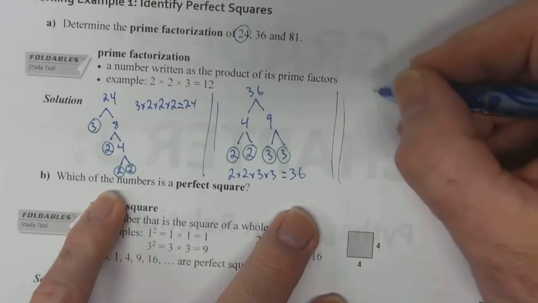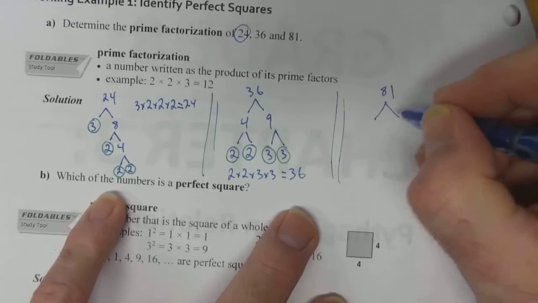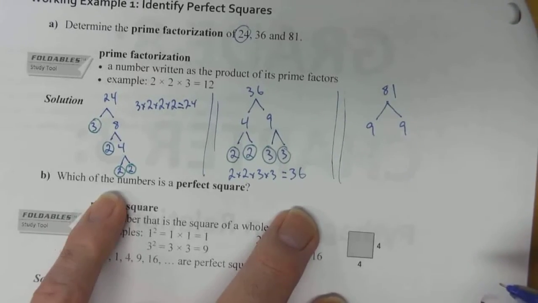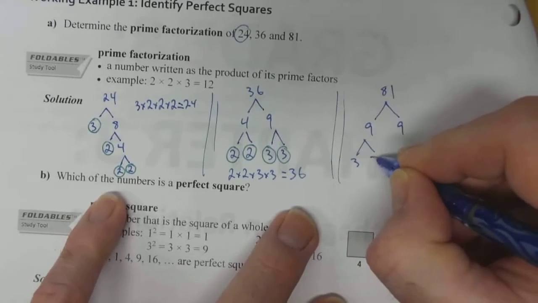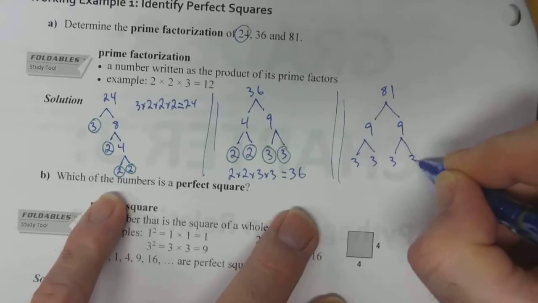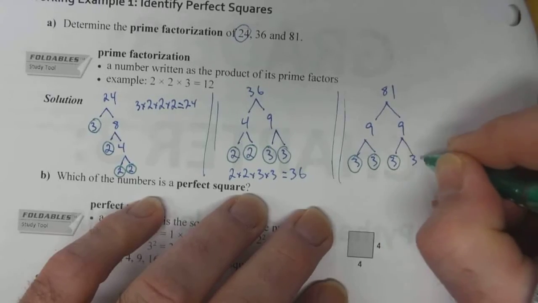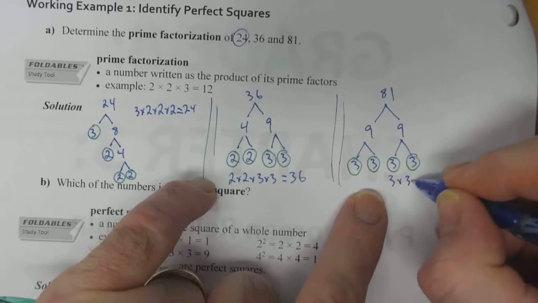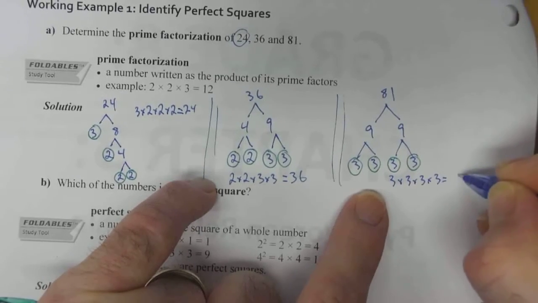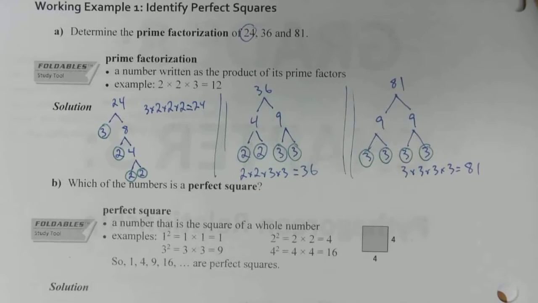And lastly, let's do 81. 81 can be broken into 9 times 9. As we saw before, that's not prime. Each one of those can be broken into 3 times 3. 3 is prime, so I'm going to circle those. That's as far as those branches can go in this tree. And so then we know that 3 times 3 times 3 times 3 is the prime factorization for 81. So that's the process for figuring out the prime factorization.